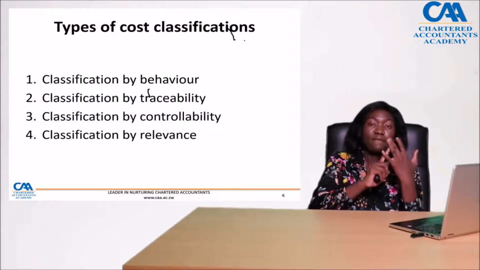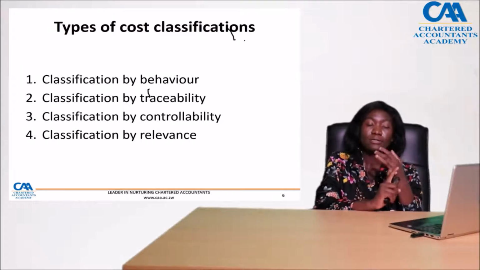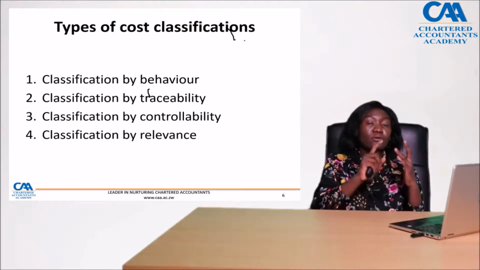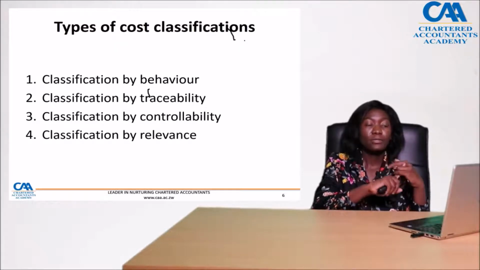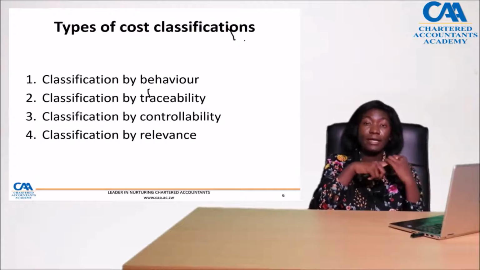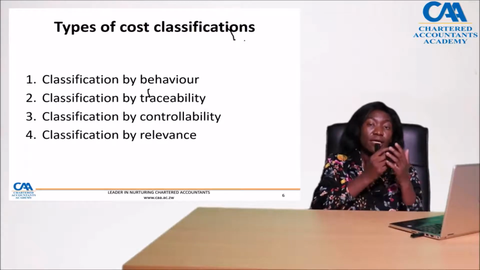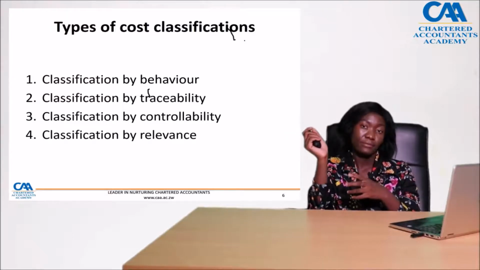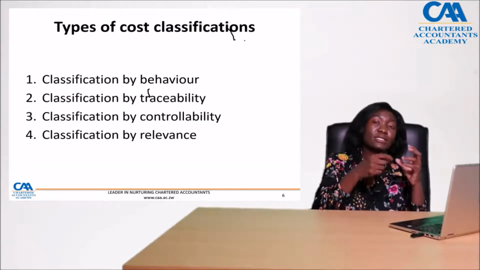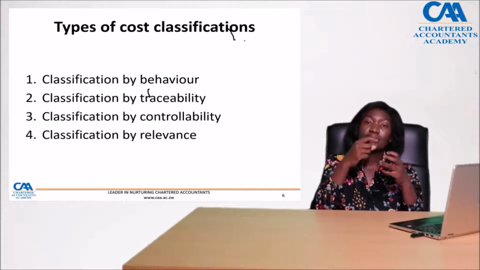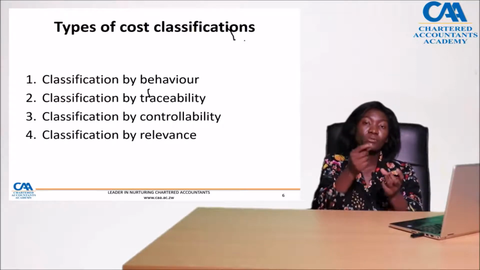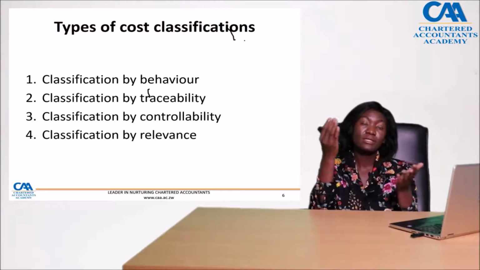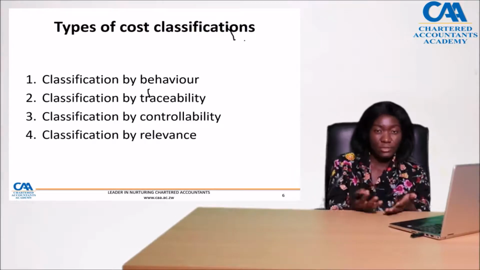So we covered opportunity cost. We also covered a sunk cost. Those are the major costs under classification by relevance. A sunk cost is irrelevant for your decision making, but an opportunity cost is relevant for your decision making, because by choosing one alternative, you are foregoing the other, which means it's going to affect your decision.